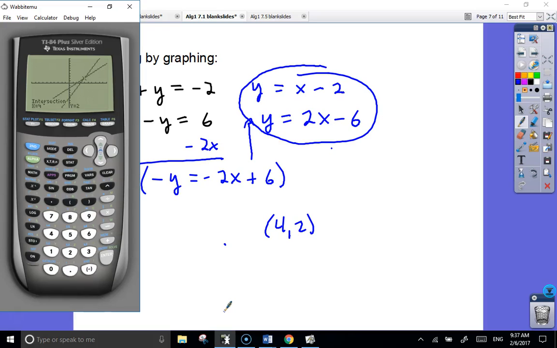There you go. So the problem she had is that the intersection point wasn't on the screen. The graph had been moved, right? If the graph is moved and you can't see the intersection point, it's not going to work. Okay, so you've got to have the intersection point on the screen.